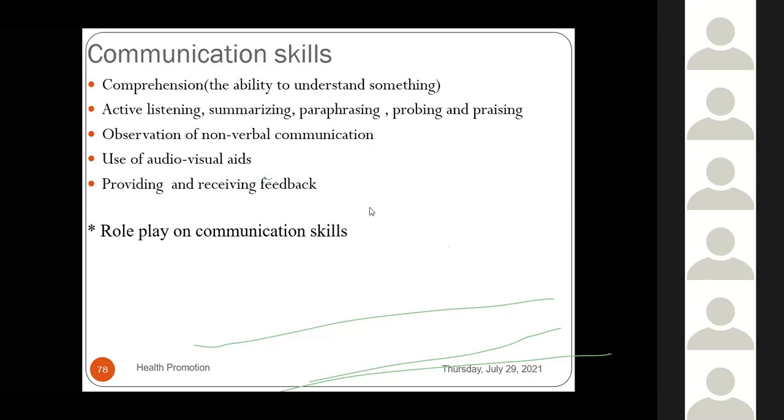Not always are you giving them feedback, but also go to the community and receive what? Feedback. It is very important that you also go and receive feedback from the people within the community. So remember and do that. And role play on communication skills is also good. So if you have the opportunity, you can also play a role in communication skills, role play.